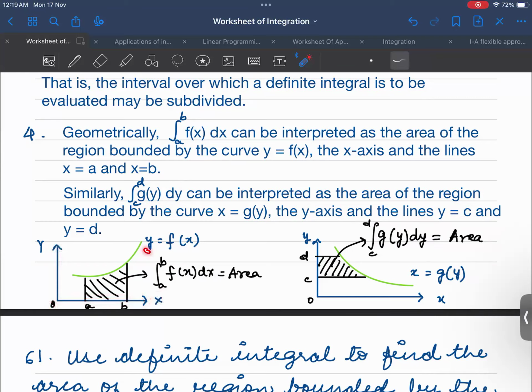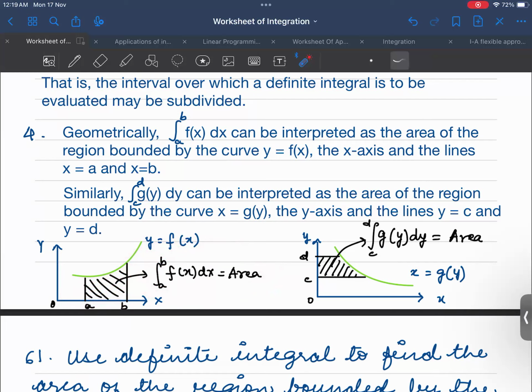Over here the function is y equals f(x). Then we will say y equals f(x), and we are asked to calculate this area from integration a to b, where the function is f(x). In that case, a and b would be on the x-axis. This is the bounded area. If this is a curve for y equals f(x), between a and b, this area is your definite integral, right?